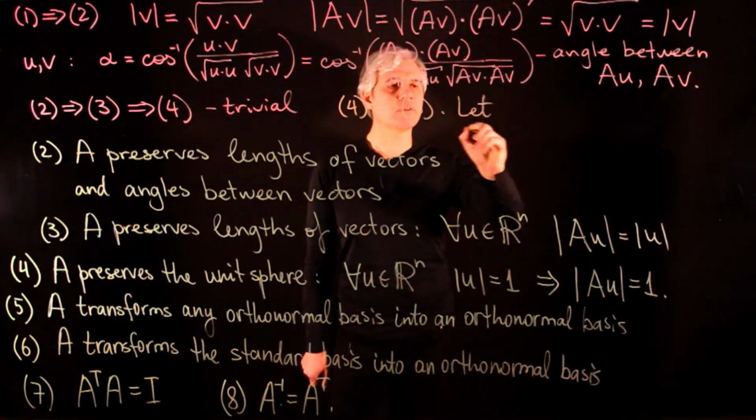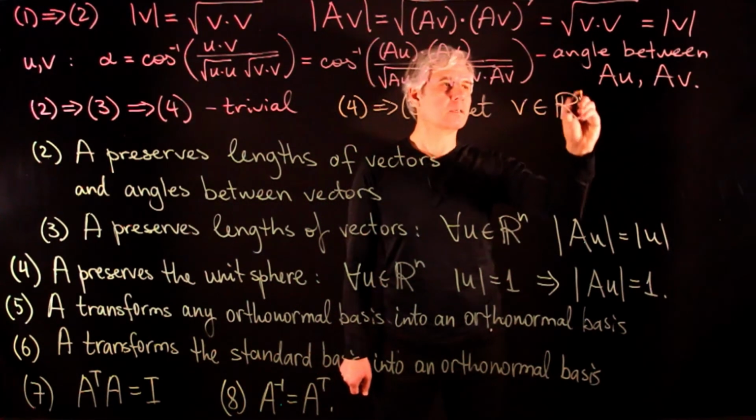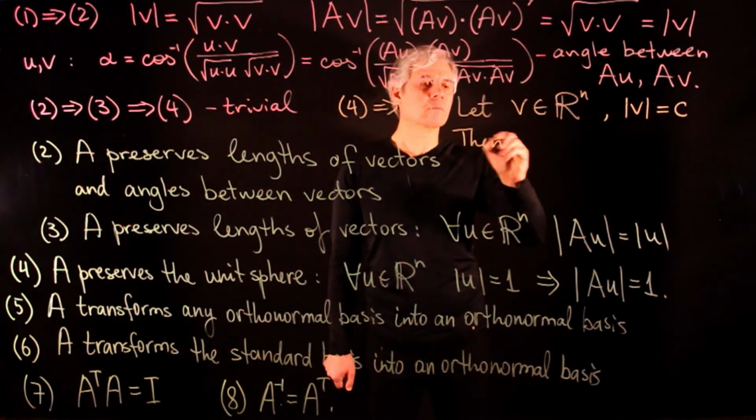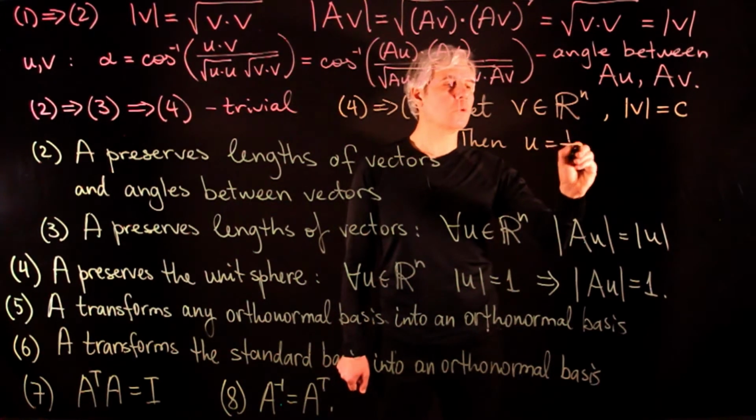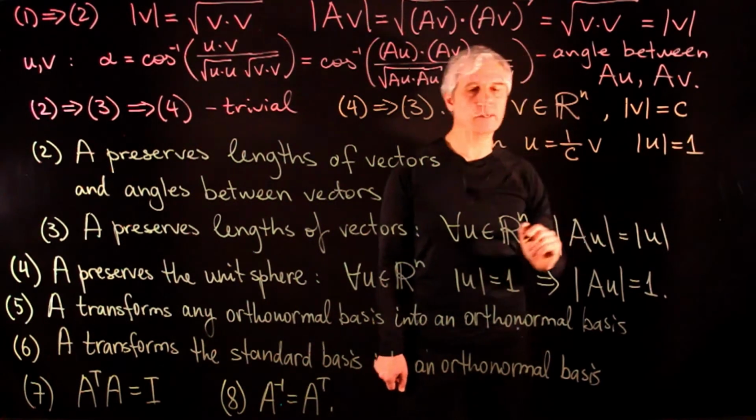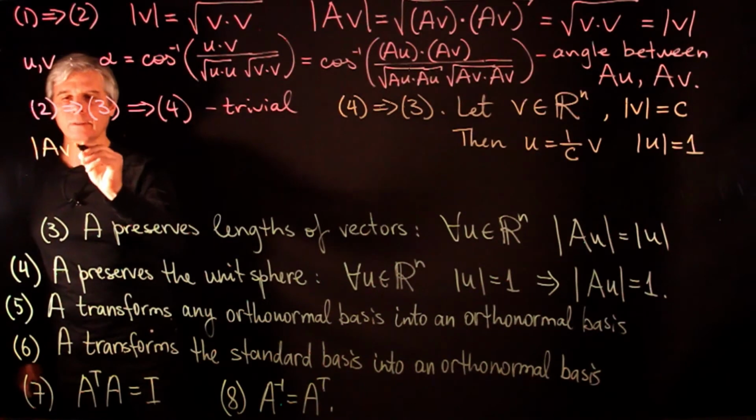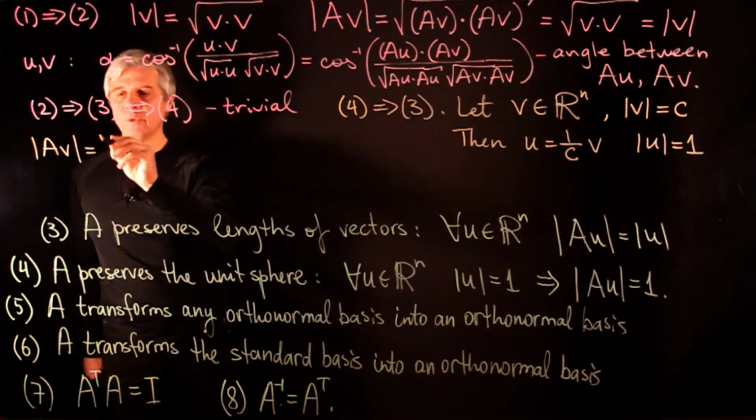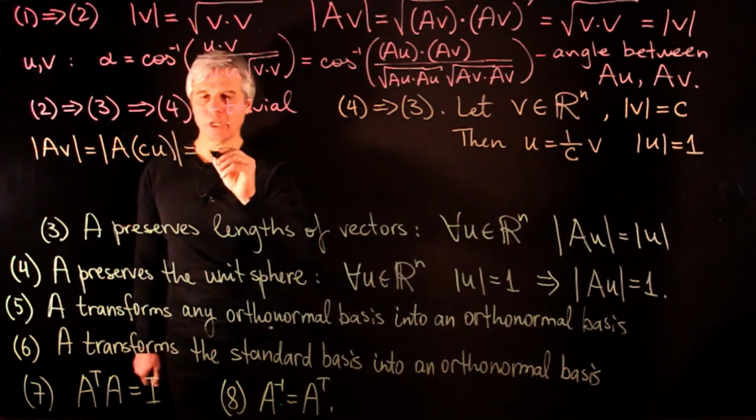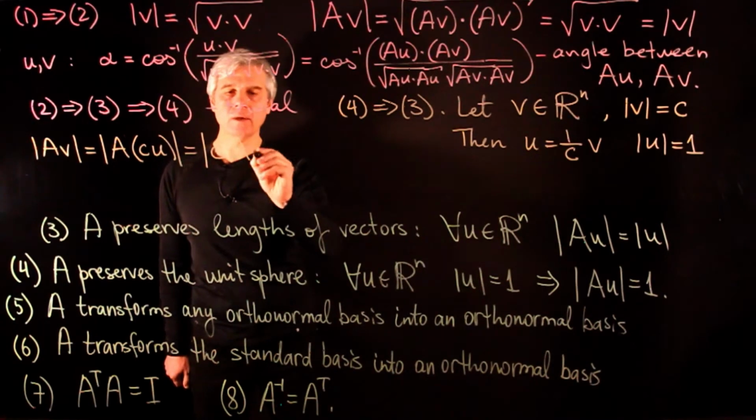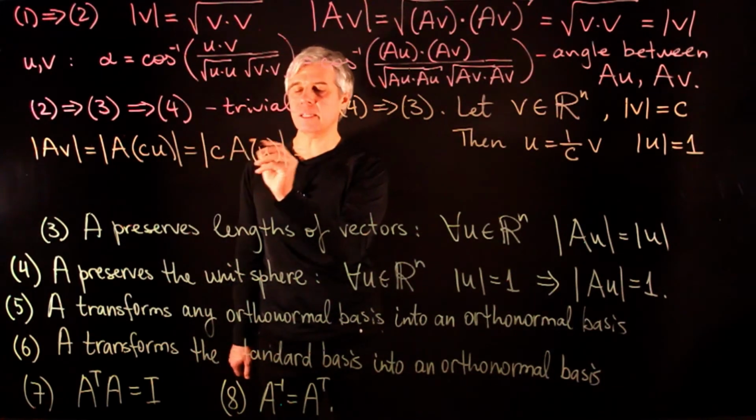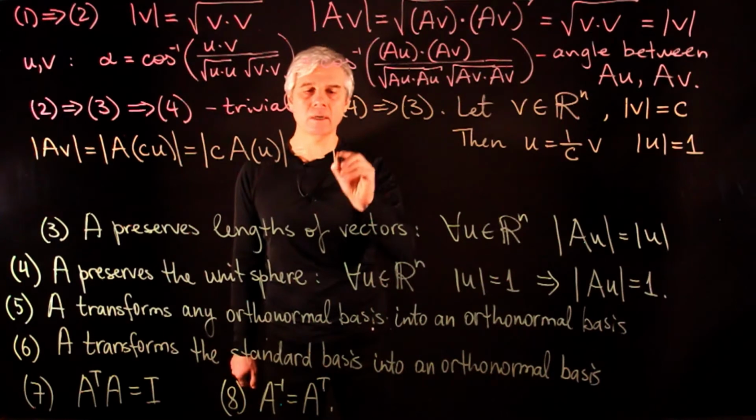So we take an arbitrary vector v in Rn and let the length of this vector be c. Then the vector u, which is 1 over c times v, is a unit vector. So the length of u is equal to 1. Then what is the length of AV? So v is c times u. So we have A applied to c times u. And A is a linear transformation. So this is c times A of u. And c is a positive constant. So the length of c times a vector is c times the length of this vector.